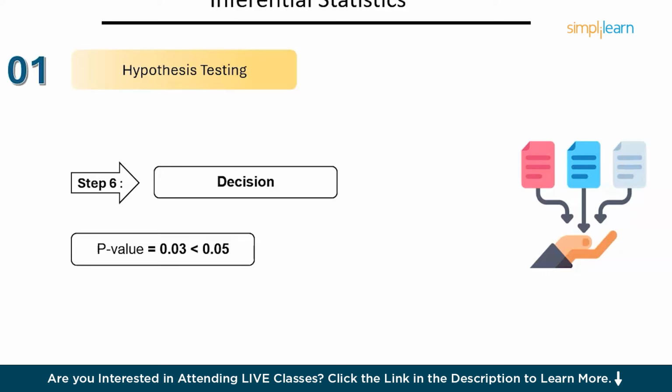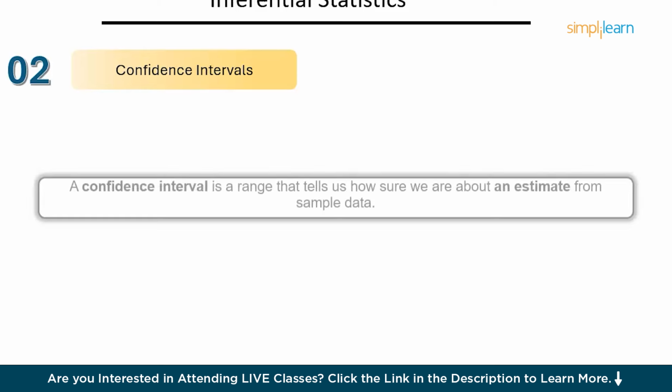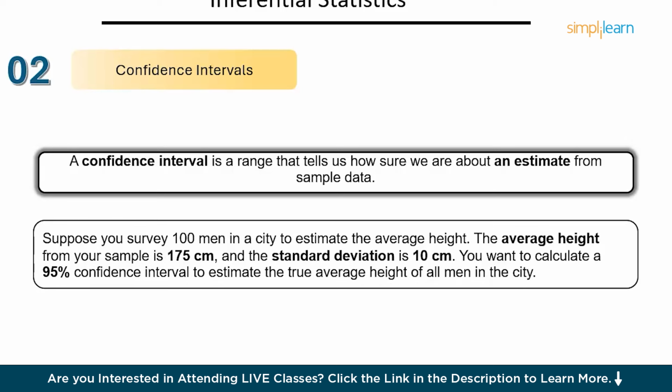Now moving on to the second part, that is confidence interval. A confidence interval is a range that tells us how sure we are about an estimate from sample data. It gives a range of values where the true number is likely to fall. For example, suppose you survey 100 men in a city to estimate the average height. The average height from your sample is 175 centimeters and the standard deviation is 10 centimeters. You want to calculate a 95% confidence interval to estimate the true average height of all men in the city.